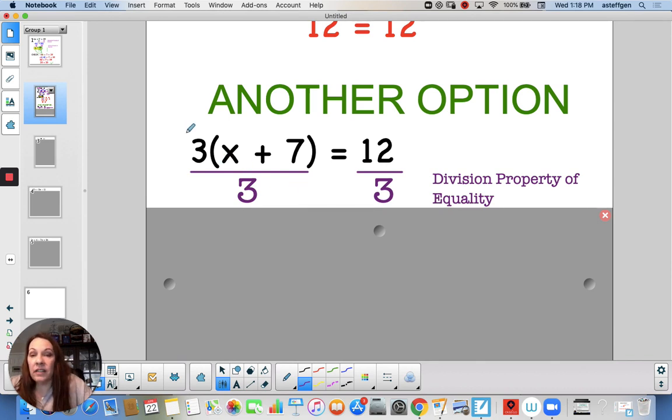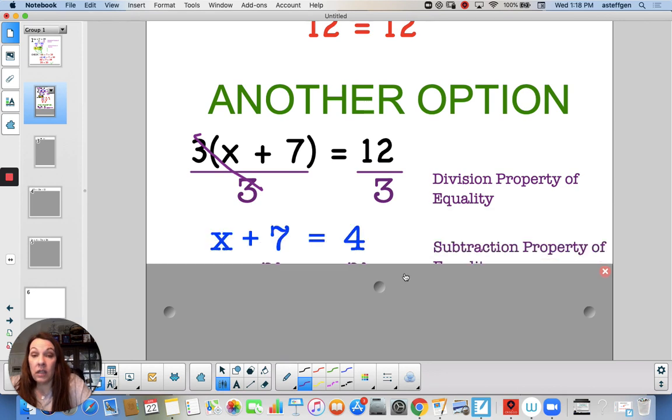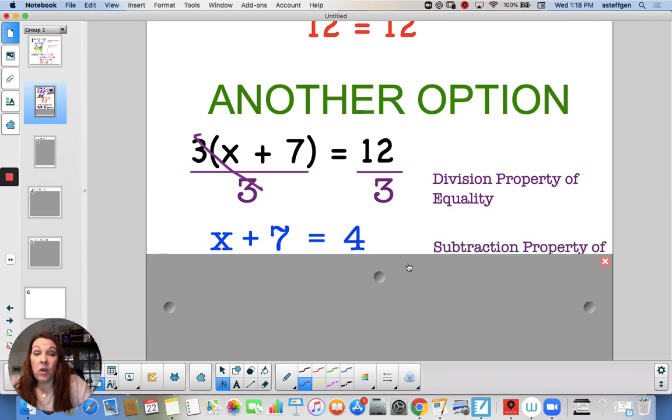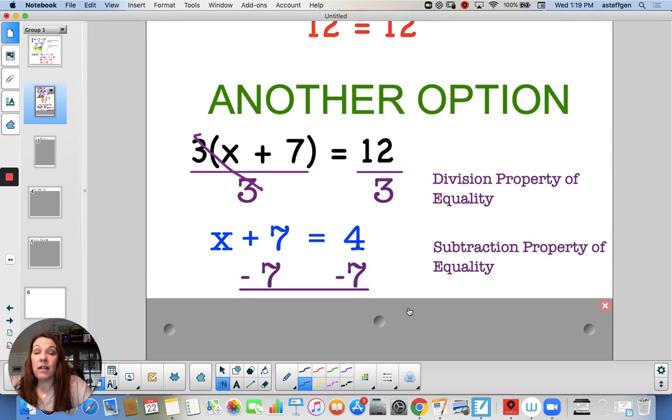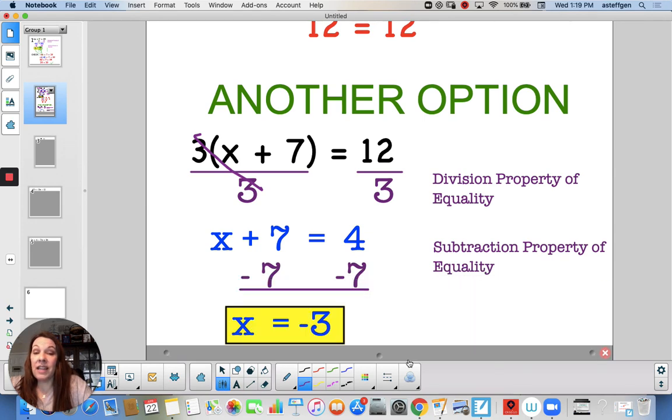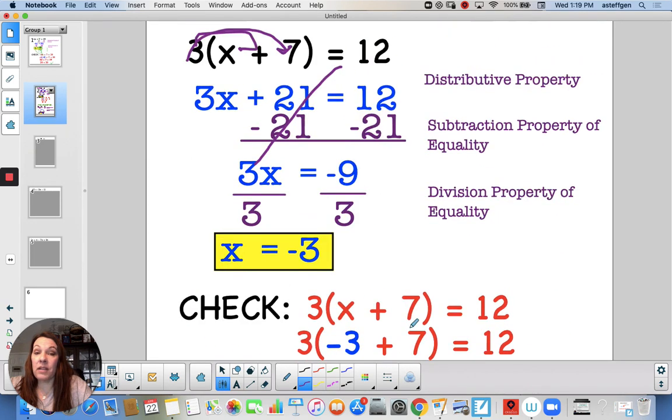Over on this side, these 3's are going to cancel, and I'm left with x plus 7. Over here, 12 divided by 3 gives me 4. So now I just have a one-step equation. Since it's plus 7, I'm going to use my subtraction property of equality and subtract 7 from both sides, and I end up with x equals negative 3, which is exactly what I ended up with over here.